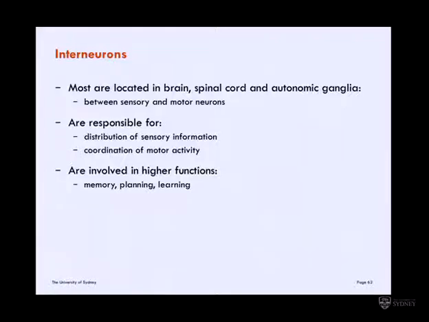So this gives you a bit of insight into what these interneurons are. They're located mainly in the brain and spinal cord, as well as in autonomic ganglia. And they're responsible for distributing that sensory information as well as coordinating the motor information. Okay? They're also involved in higher functions such as memory, planning, and learning. So they don't just transmit messages. They process this information. Okay? And they can actually coordinate the response to the sensory information.